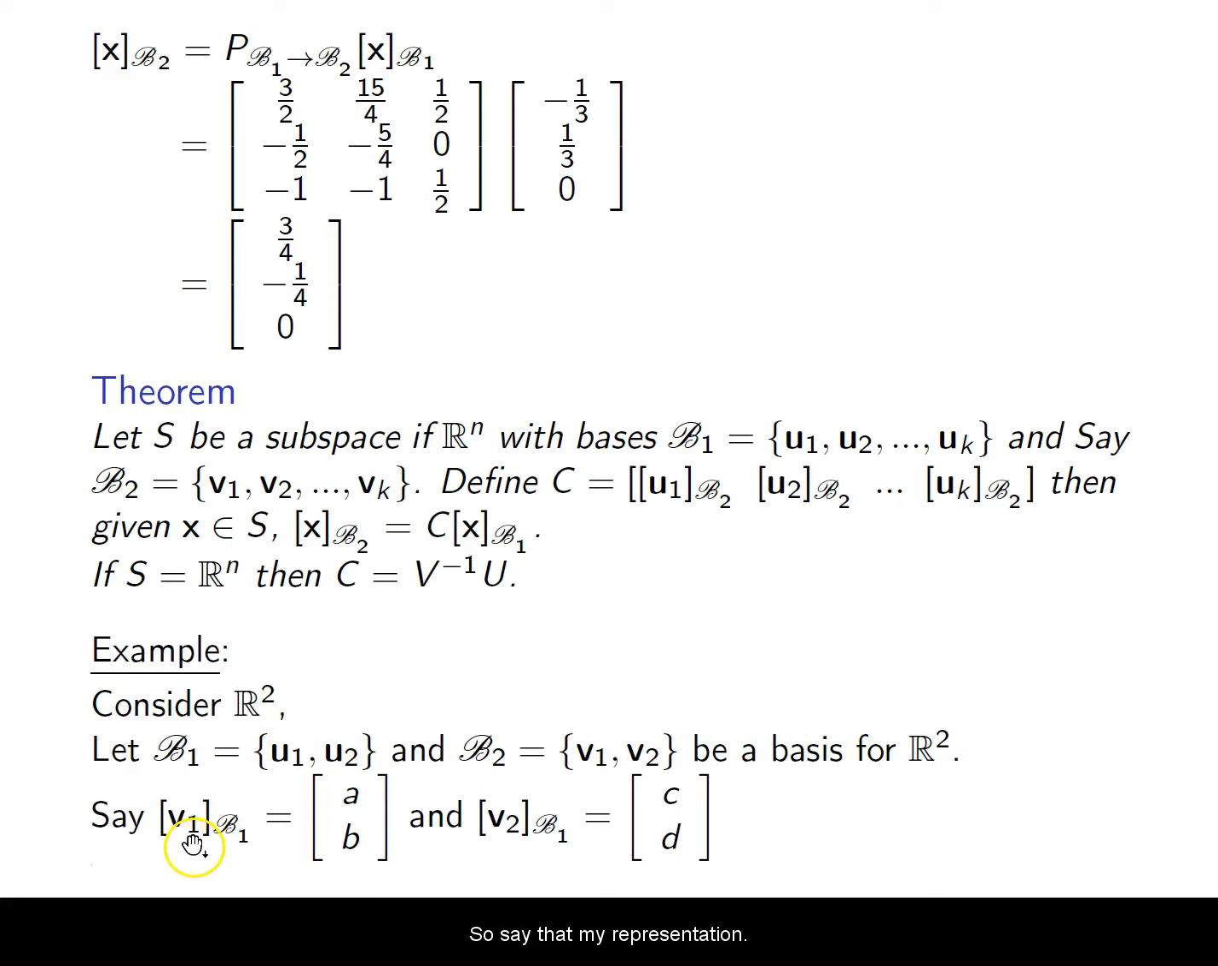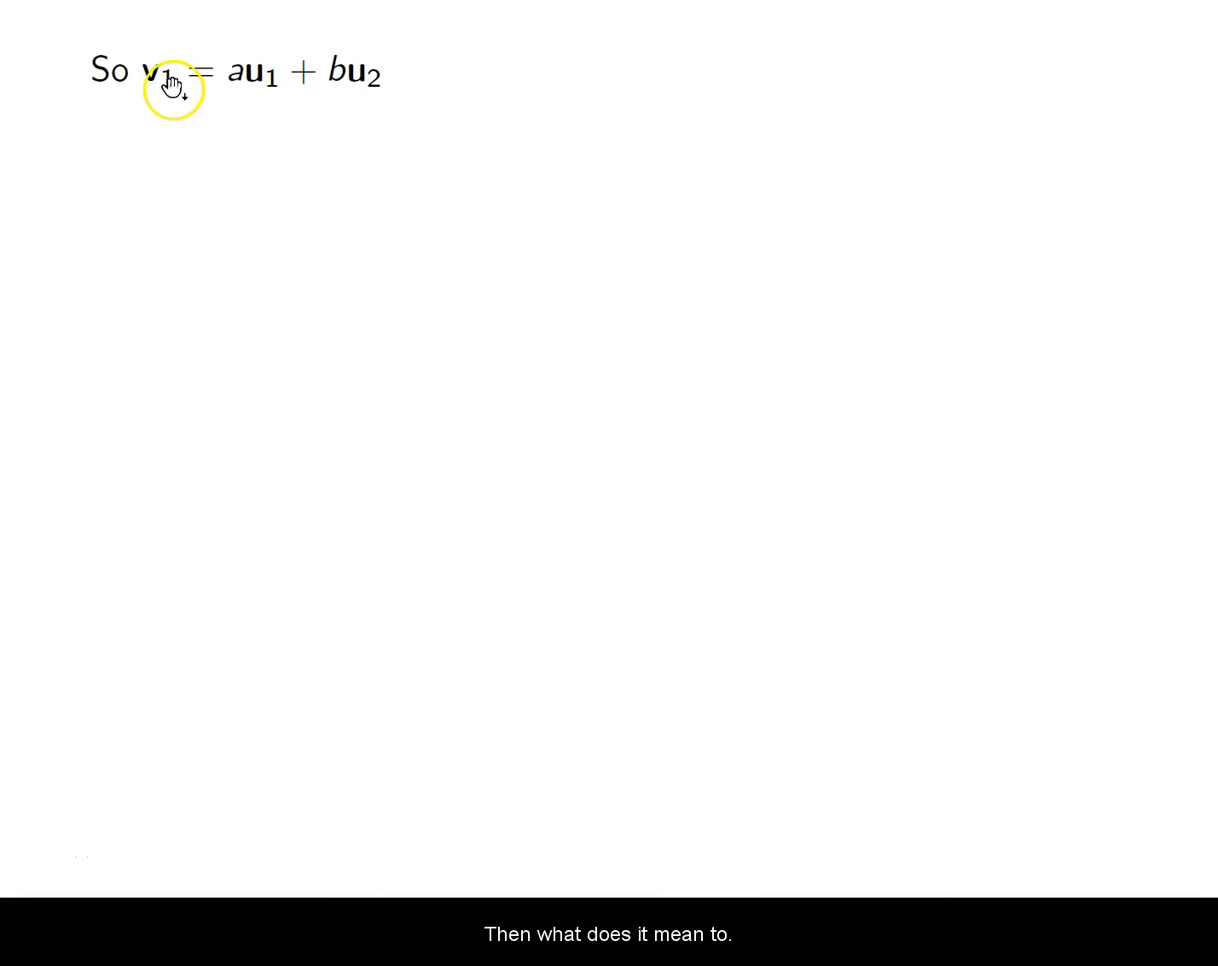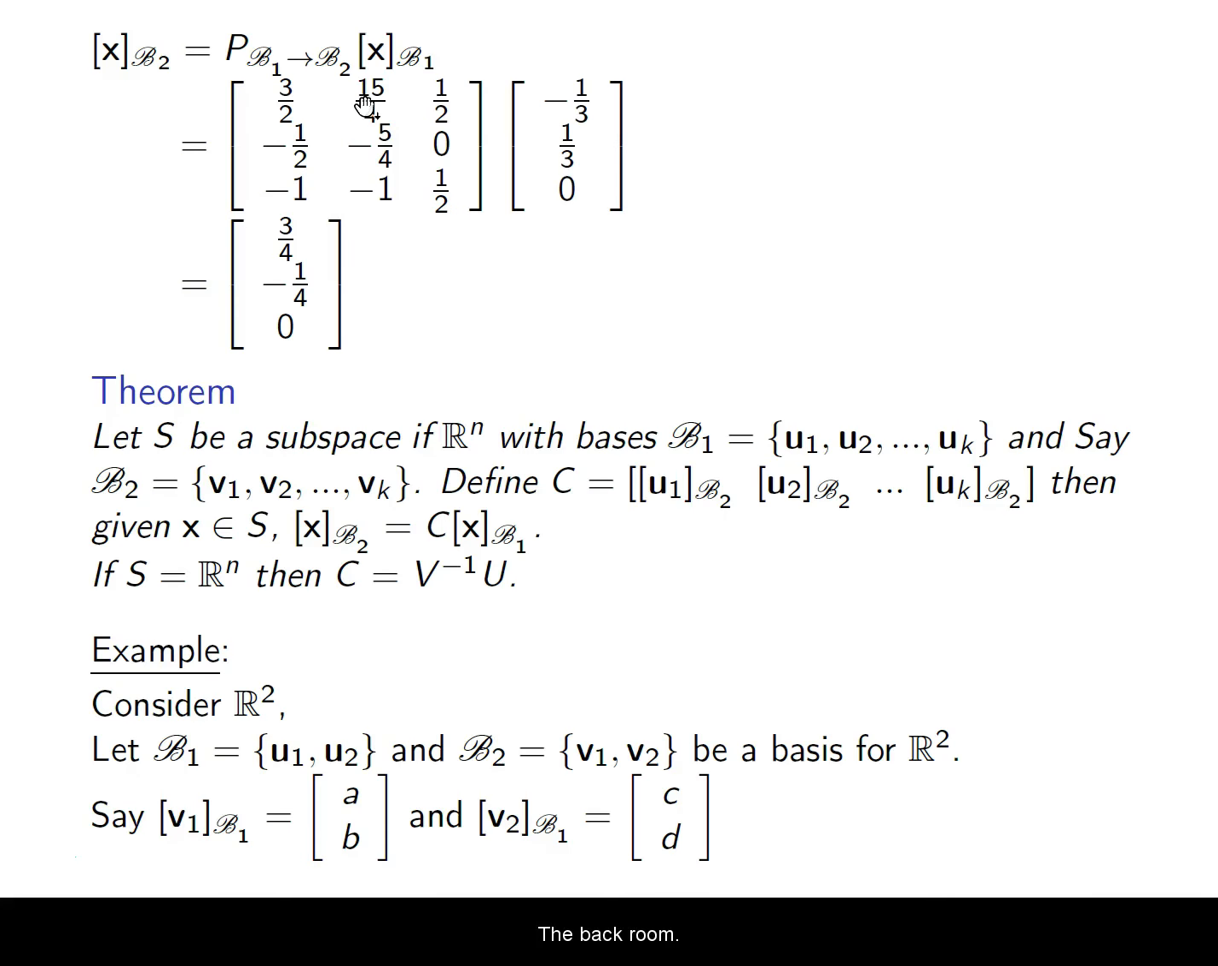Say that my representation of V1 under this basis, the first column vector for the basis B2 under B1, is AB. And the second column vector under B1 looks like CD. These are just very generic terms. Then what does it mean to have a representation under a basis? It means that V1 is A U1 plus B U2. Let's go back real quick: A times the first basis vector and B times the second basis vector.